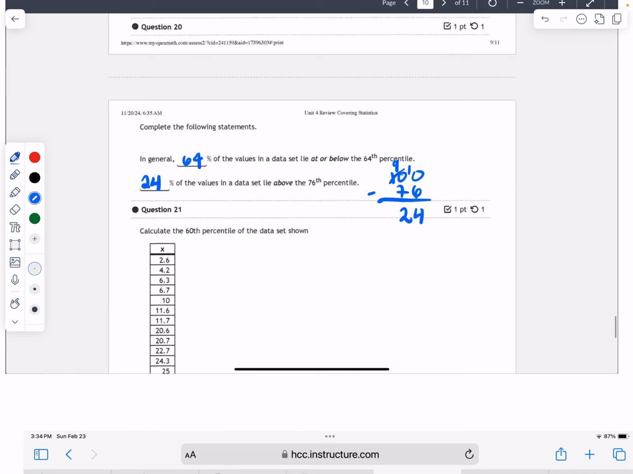Calculate the 60th percentile of the data. First of all, I need to know how many values there are. 1, 2, 3, 4, 5, 6, 7, 8, 9, 10, 11, 12. So n equals 12. I'm going to take 60% of 12, so I multiply 12 by 0.60, and I get 7.2. I'm going to round up to the 8th value. So we count the 8th value from smallest to largest: 1, 2, 3, 4, 5, 6, 7, 8. My 8th value is 20.6.